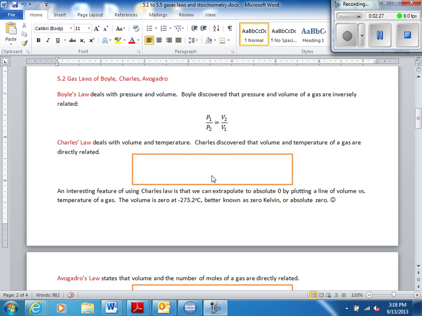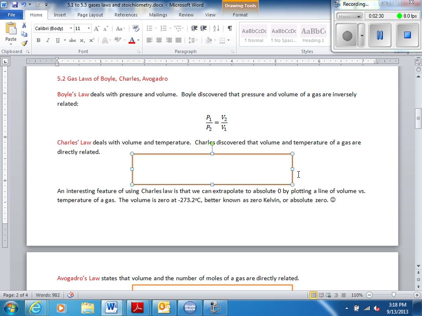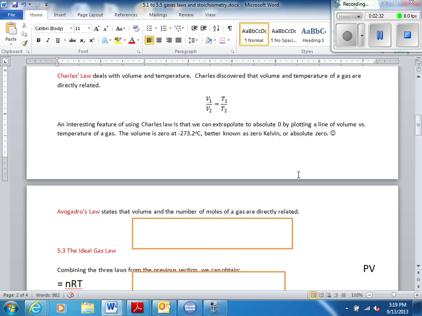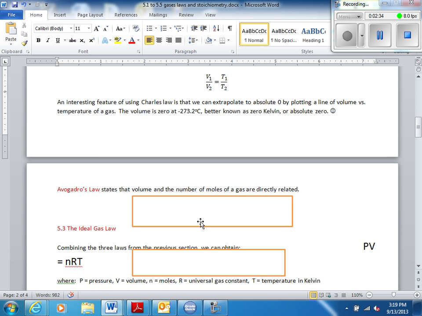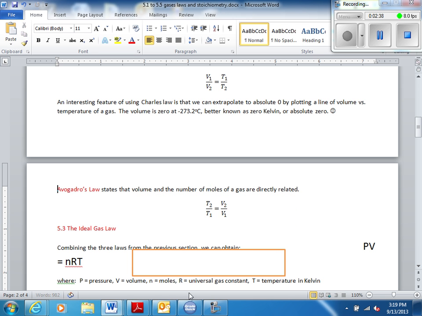Charles' law, volume and temperature. There's Charles' law. Something weird happened with his ideal gas label. We'll fix that in a minute. Avogadro's law is volume and moles. It's a direct relationship. Notice this is a direct. If you look here, you'll notice the ones are on top, and here the twos are on top. It doesn't matter. It works either way.